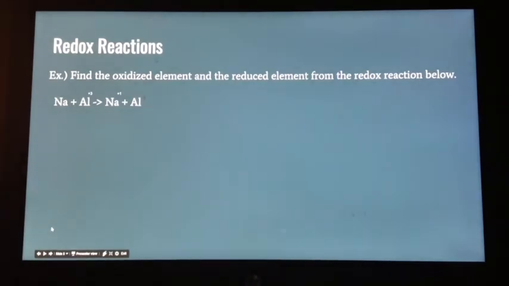I want you guys to try to do this example. Find the oxidized element and the reduced element from the redox reaction below. Just a tip is to think back to OIL RIG. Oxidation is losing electrons and reduction is gaining electrons.